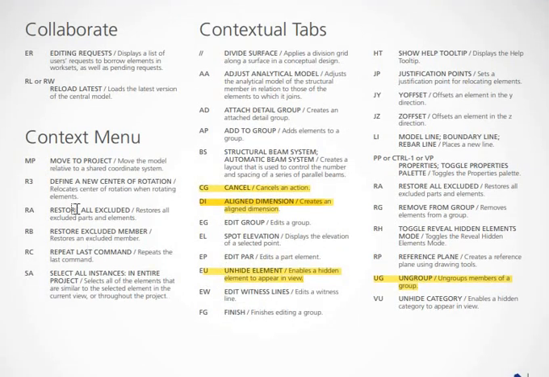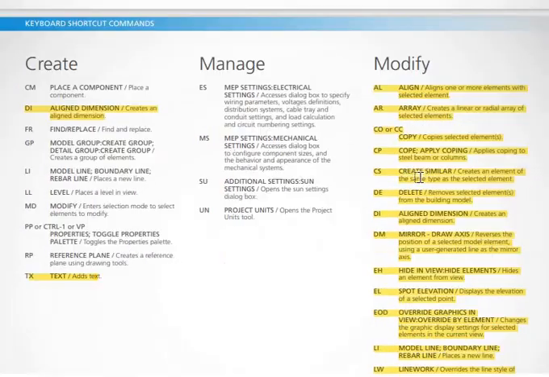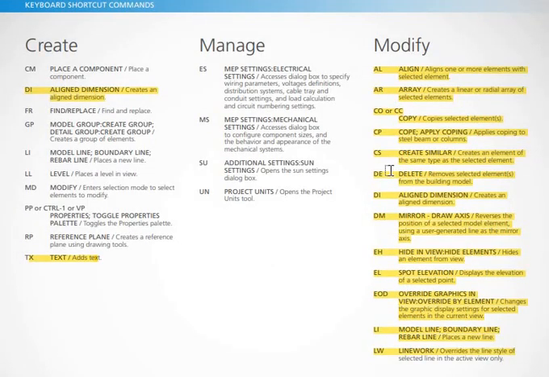And here are some more: collaborate, context menu, contextual tab. These are some more which will be useful, and this is the most important which we will be using a lot. The modify tab is the most important tab for us, where all the modification of the components will be done. So these are very important, so please make a note of these shortcuts. If you learn the shortcuts, you'll save a lot of time.